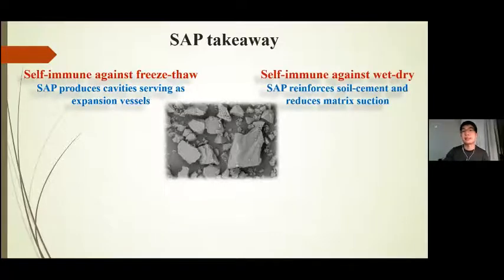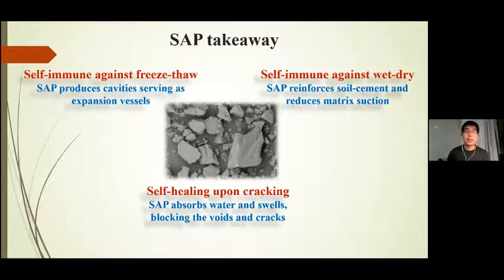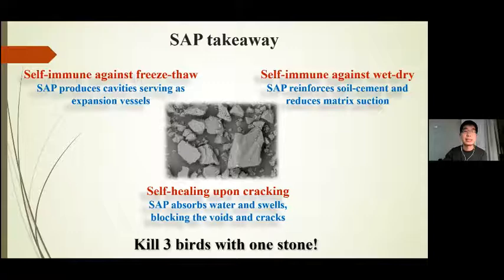And the second thing is the self-immune performance against wet-dry cycles. That's because SAP reinforces the soil cement system, and also the SAP can reduce the matrix suction. And the third thing is that the self-healing performance is increased by the addition of SAPs upon cracking, because SAP can absorb water and swell. So the swollen SAP can block the voids and the cracks. So the addition of SAP into the soil cement system is like killing three birds with one stone.